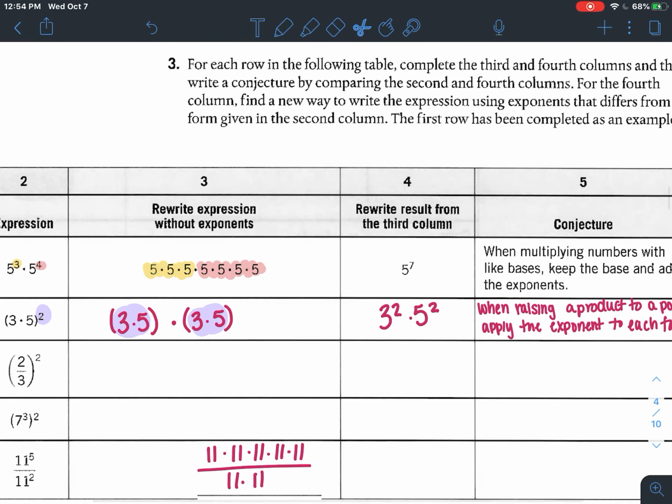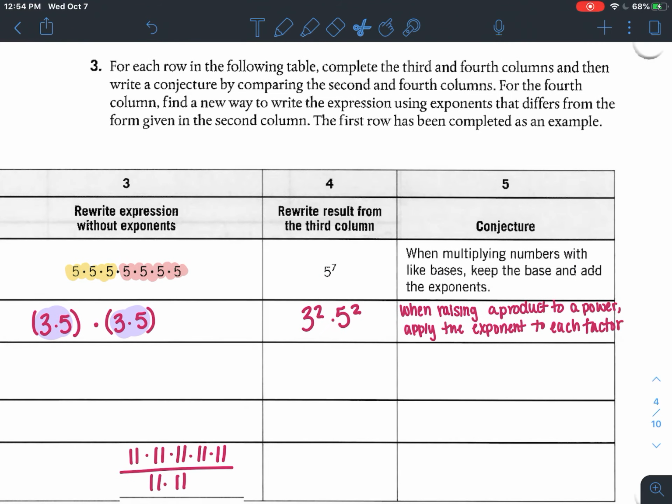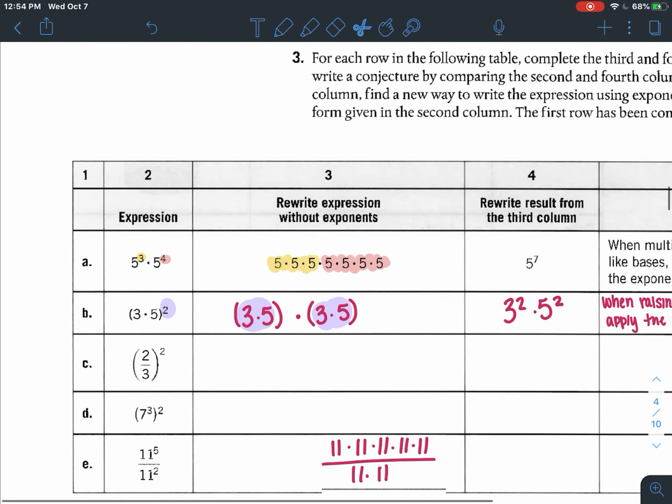So the conjecture or the rule, when raising a product, so the 3 times 5 was the product, to a power, which is squared, apply the exponent to each factor. Or I like to say distribute the exponent to each factor, so long as it's being multiplied or divided. I could not do this if we were adding. Since we're multiplying, I can distribute.